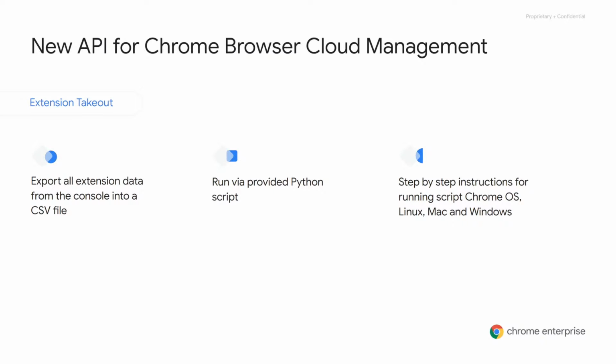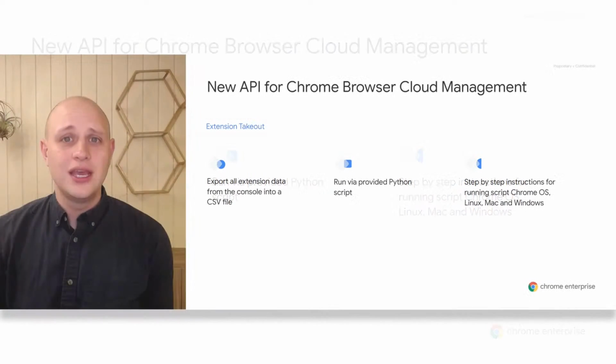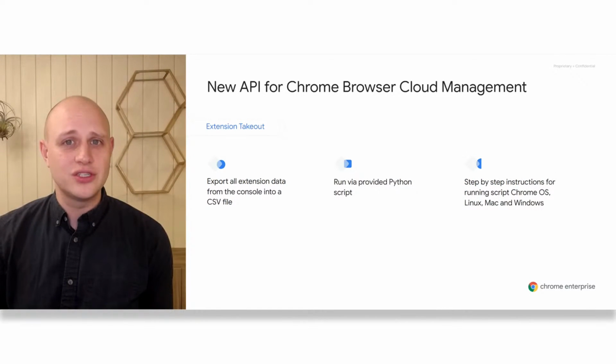However, something else that we've developed is a new API for exporting from Chrome Browser Cloud Management. It provides the ability to export all that data within the console to a CSV file. You can open that up in Sheets or Excel or whatever tool can accept a CSV format and see all the extensions that are installed, their names, as well as all the details of the permissions that they require to run and more.